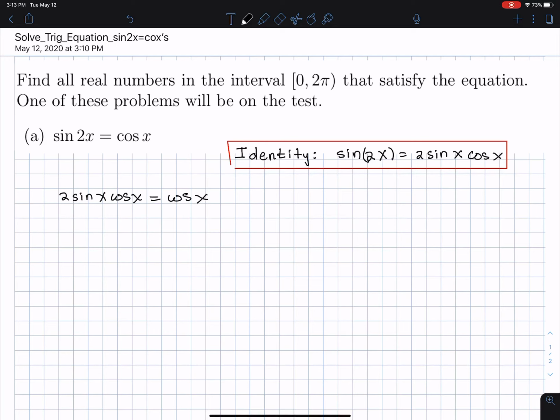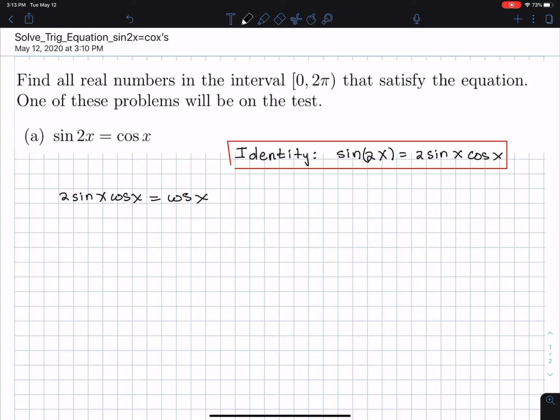Now, what you do not want to do is divide both sides by cosine x and cancel it. The reason is that when you cancel cosine x, you're dividing by cosine x, and you cannot divide by 0. The problem is that cosine x could be 0. So we should not cancel, because we're not allowed to divide by 0.